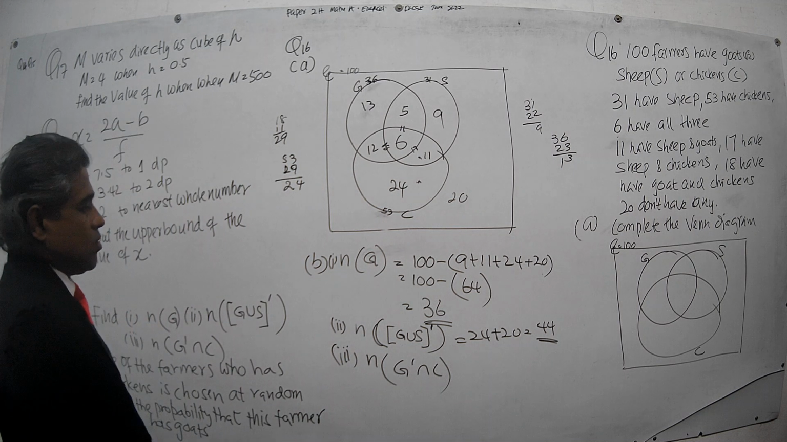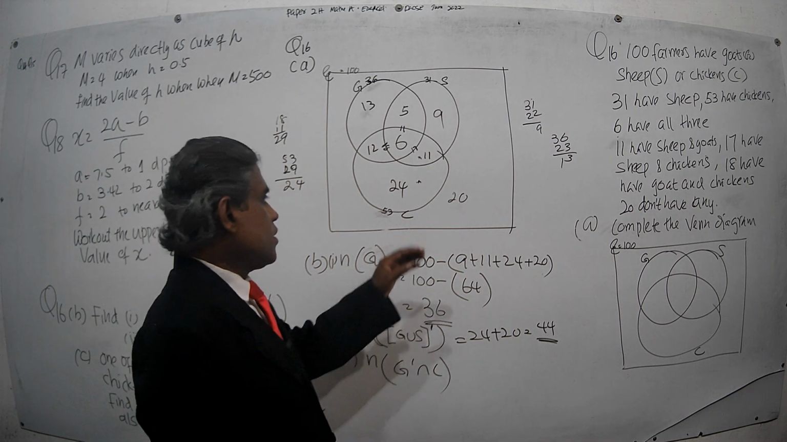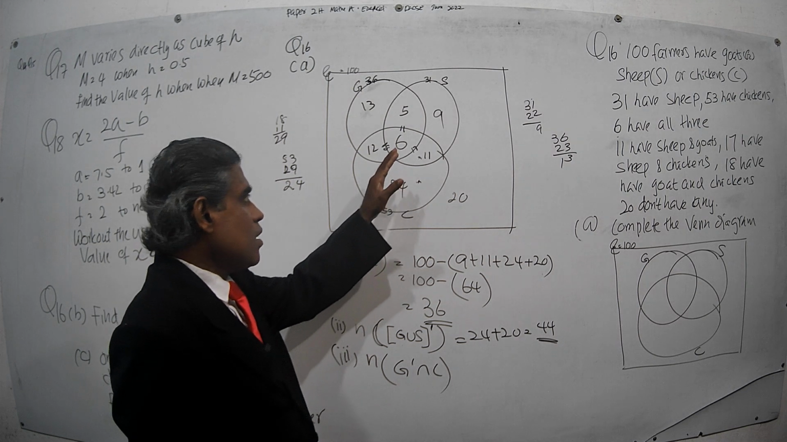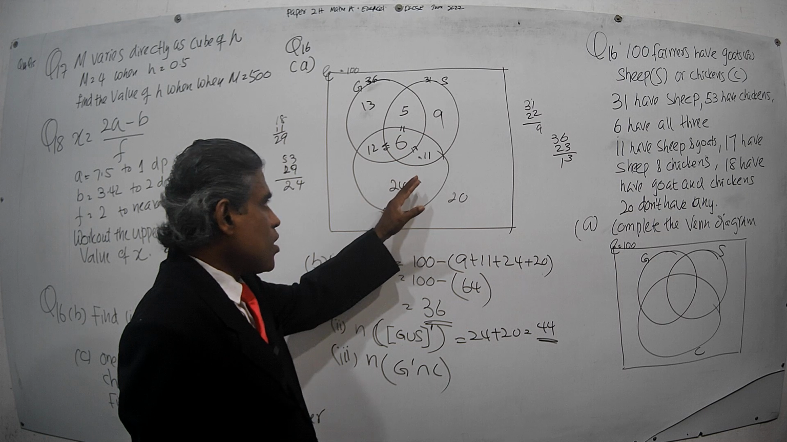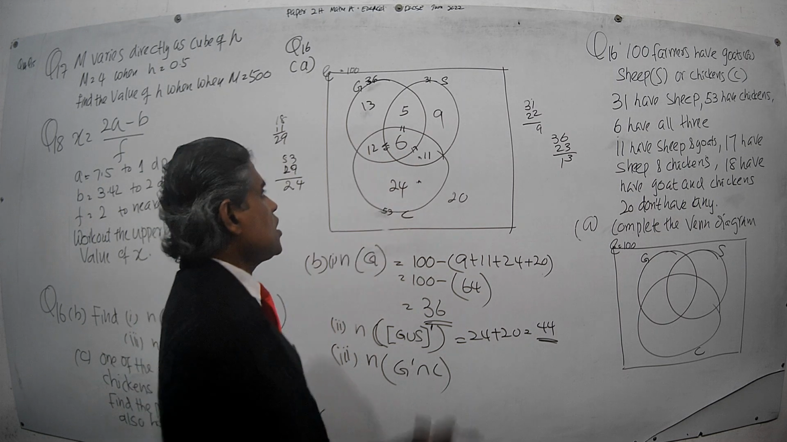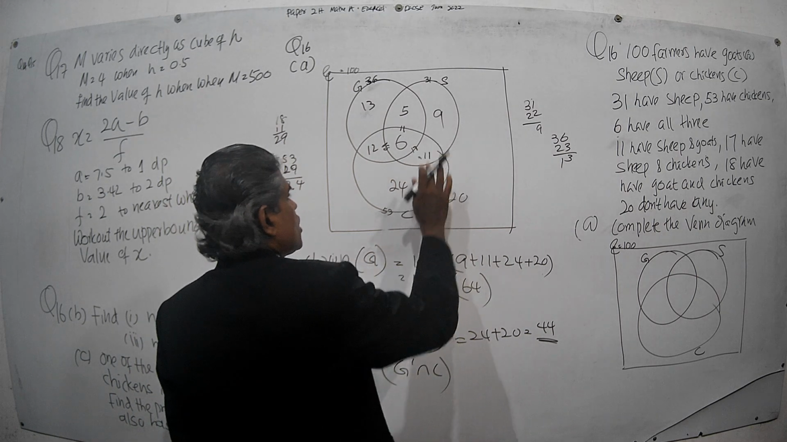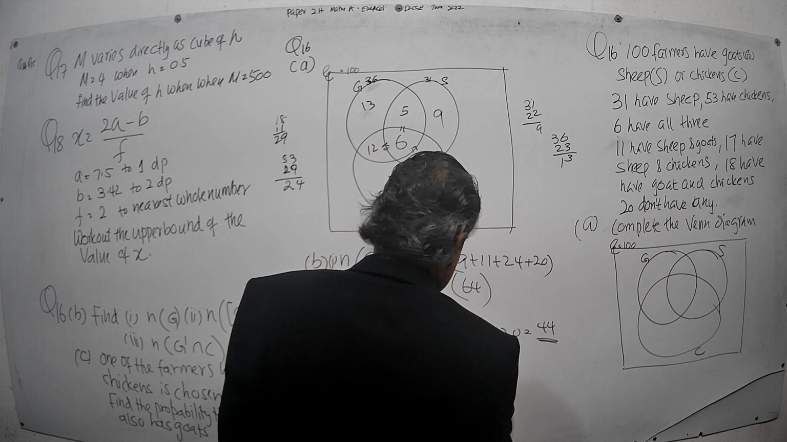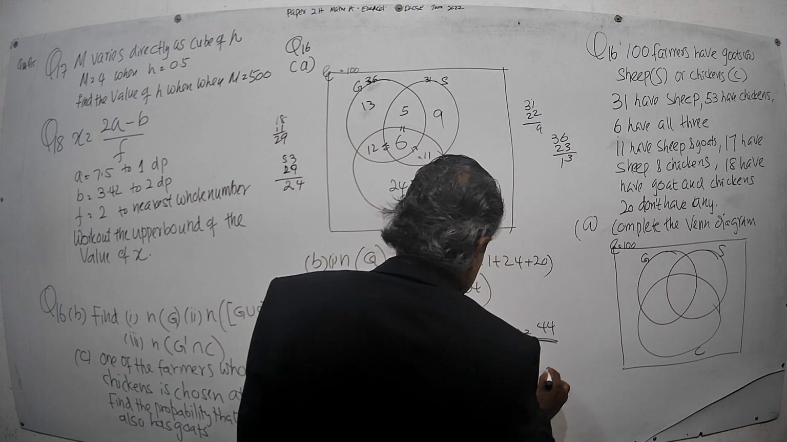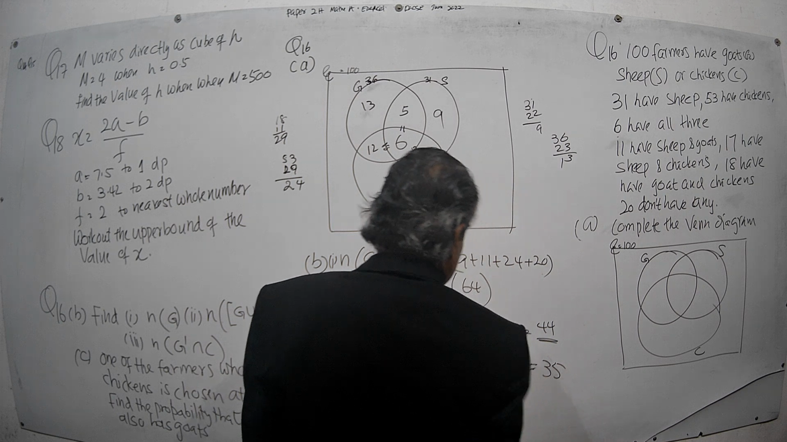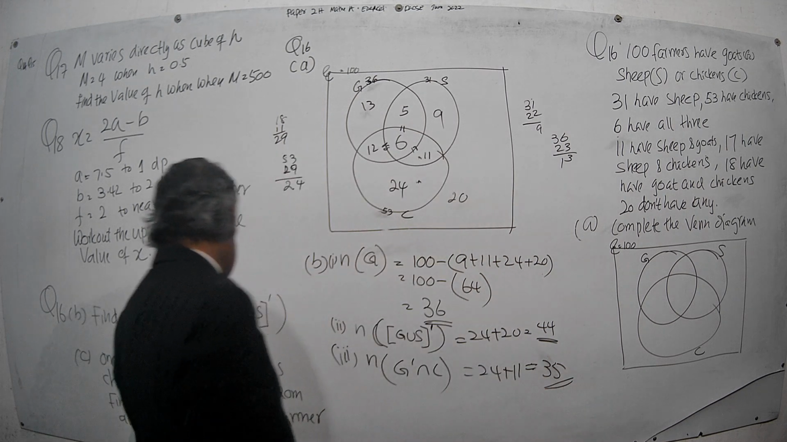Not only chickens, right? There are farmers having chickens, but from those farmers, there are farmers who don't have goats. That means this part and this part, not goats, this part also not goats. Therefore, 24 plus 11. That is how much? 35. Okay, that is done.